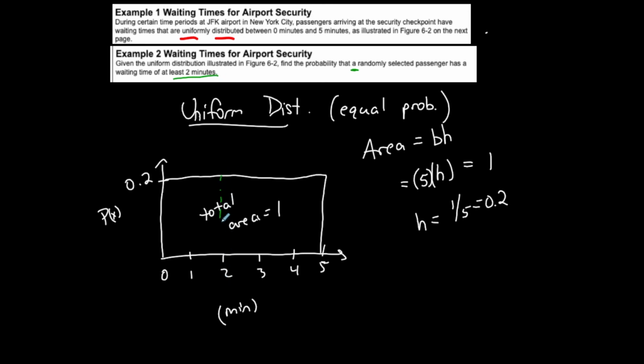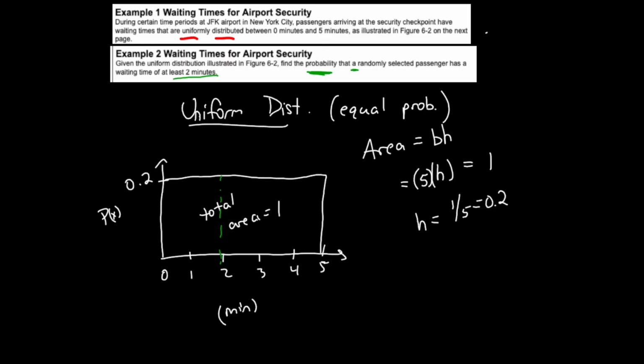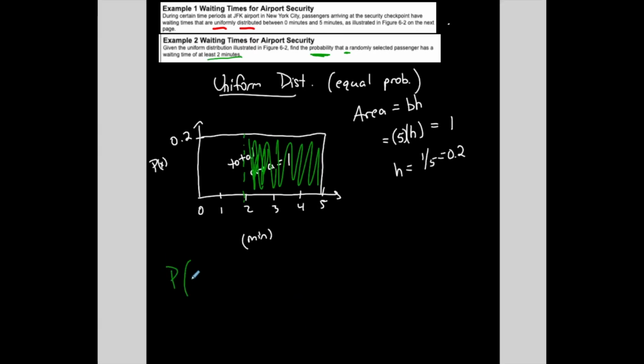Again, I'm asked for probability, which means I want to find area. If I want to find probability, then I'm looking for area. So I'm looking for the area that corresponds to that. At least 2 minutes would be 2 or more, so that's this area of this curve. I'm taking a piece of the rectangle now, but it's still a rectangle. It's a smaller rectangle, so I can still find it using basic geometry.